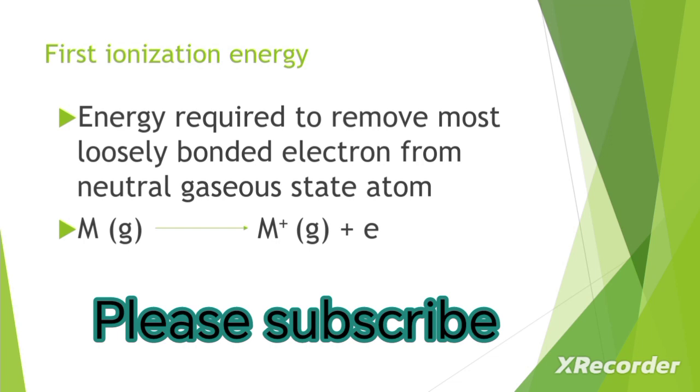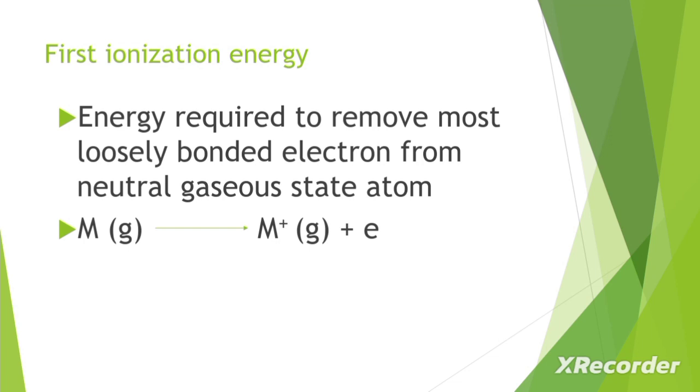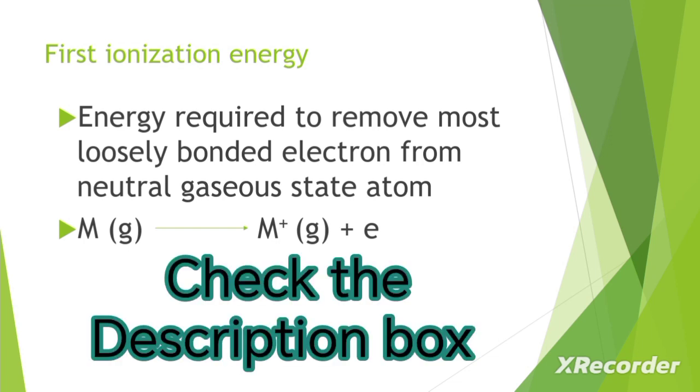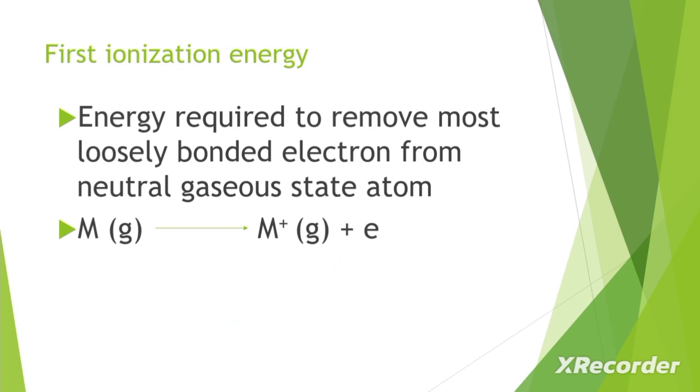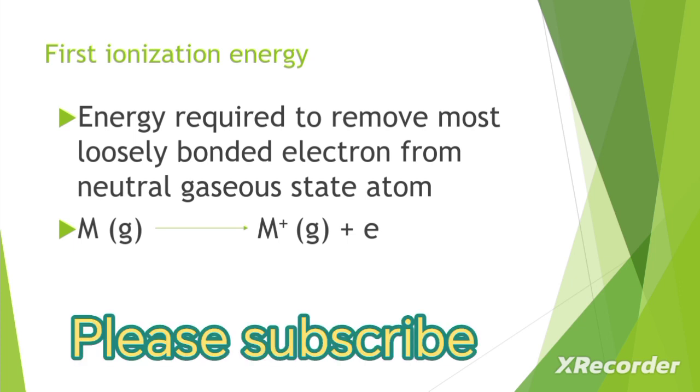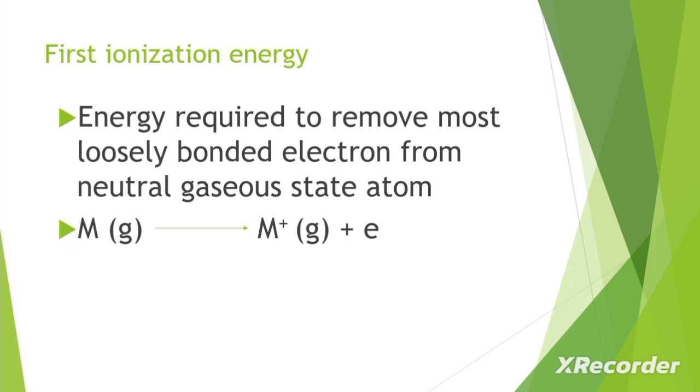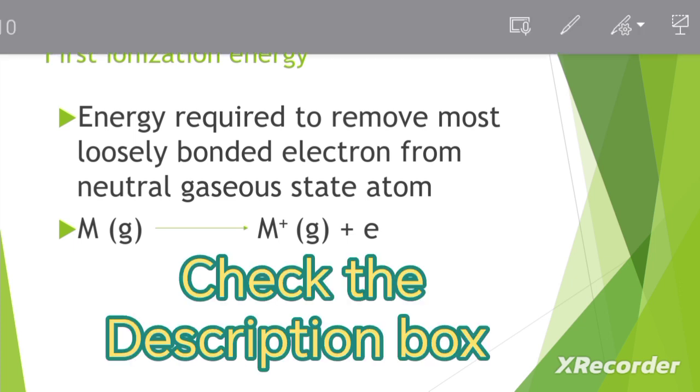Then we will further study what first ionization energy is. First ionization energy is given for an atom. Only for atoms is the first ionization energy given. That means the energy given to form the first ion. First ionization energy is the energy required to remove the most loosely bonded electron from a neutral gaseous atom.